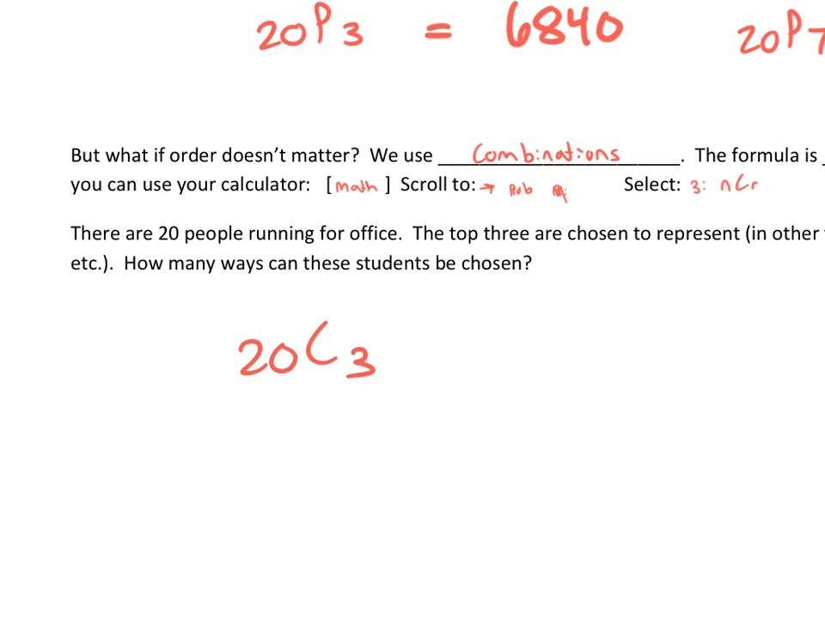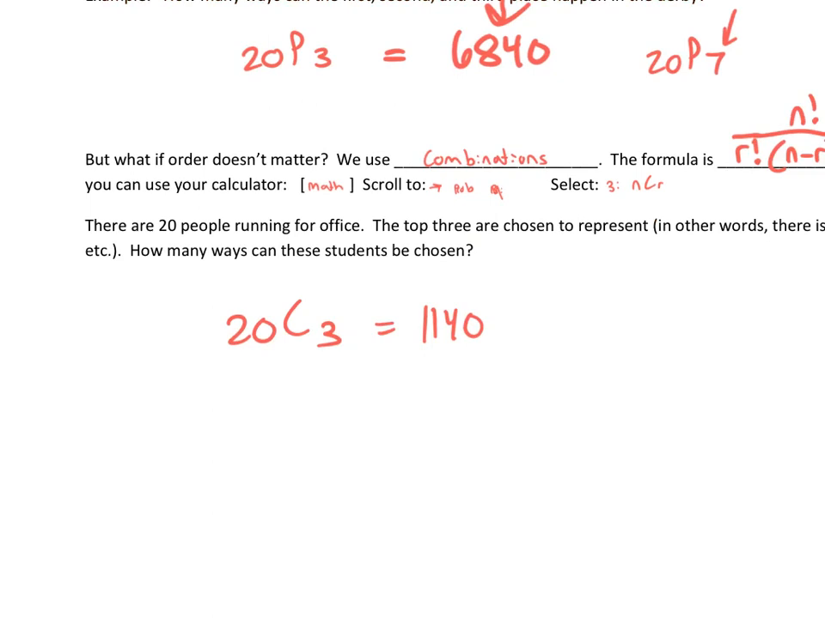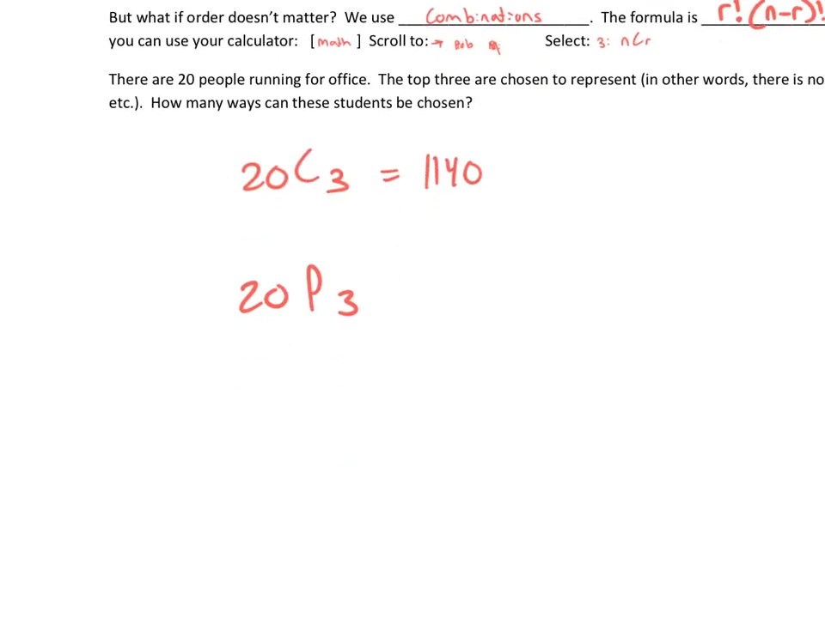And if we type that in on the calculator, there are 1,140 ways to get 3 different groups of people out of the class. Now, if we compare that to permutations, where the 3 slots are president, vice president, and secretary, those slots are all unique, so that 3 matters. If we do the same thing except with permutation, the answer is much larger.